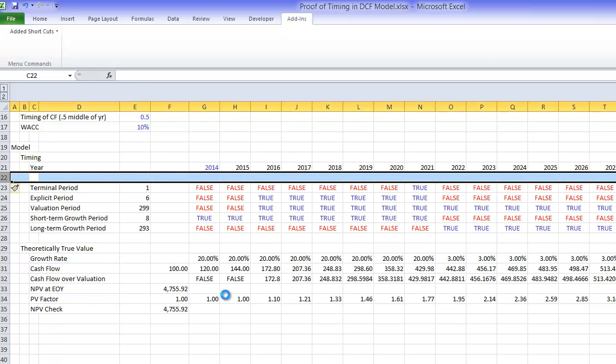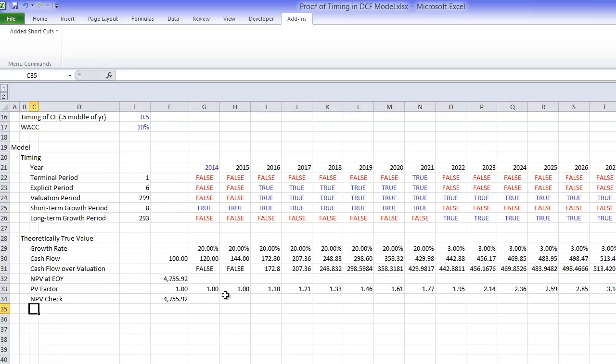Excuse me, let's not do it here. Let's put a counter. And now we're going to make the calculation with a half-year assumption.